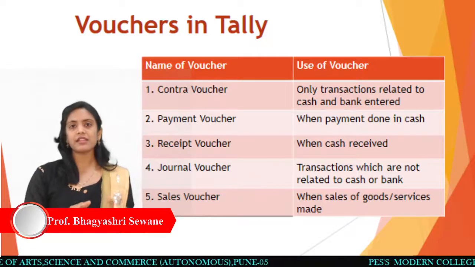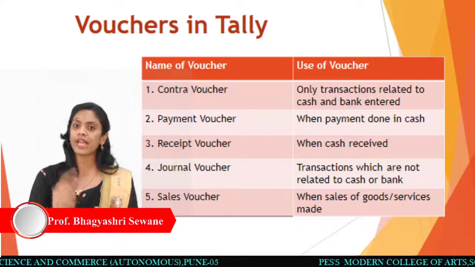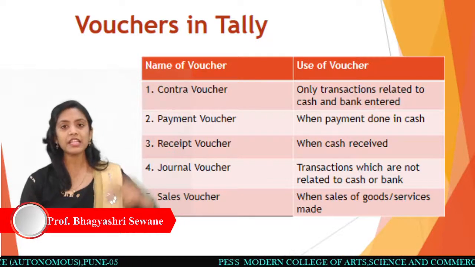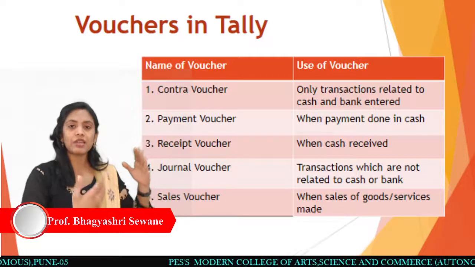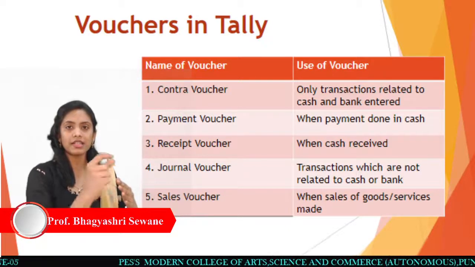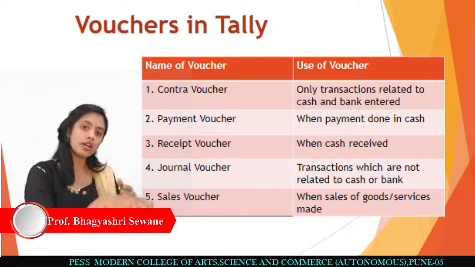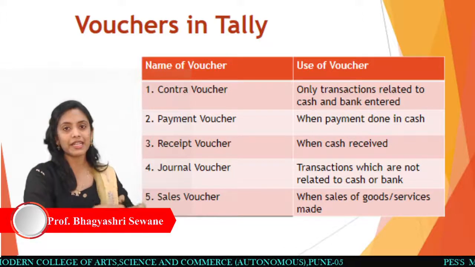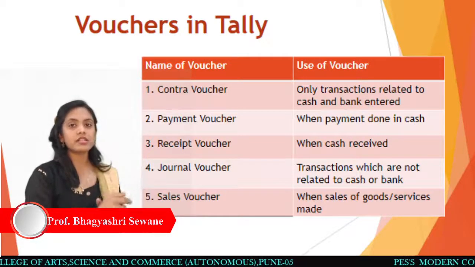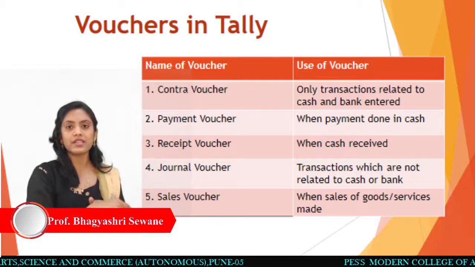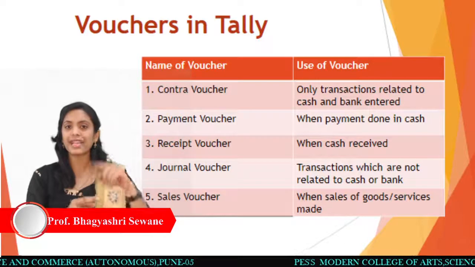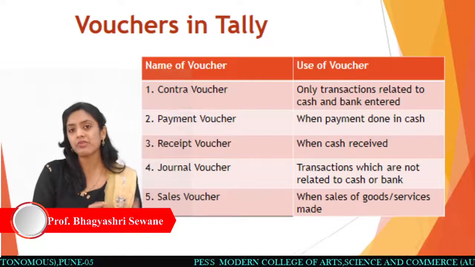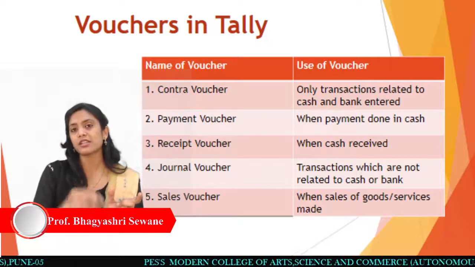Tally has this particular function that you cannot enter a bank and cash journal entry in any of the other vouchers. If you have an entry like bank account debited to cash account, or cash account debited to bank account, you cannot enter it in a purchase voucher, sales voucher, debit note, or credit note. You cannot enter this type of journal entry in any of these vouchers except the contra voucher, because they have given you the contra voucher separately to enter such a type of transaction.